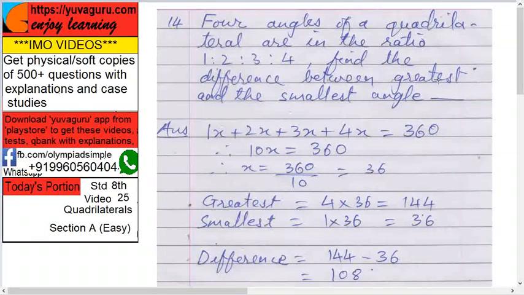So what we want? The difference between the greatest and the smallest angle. Greatest is 4x. So 4 into 36, 144. Smallest is 1x, 36. Difference 144 minus 36, that is 108. That is the required answer.